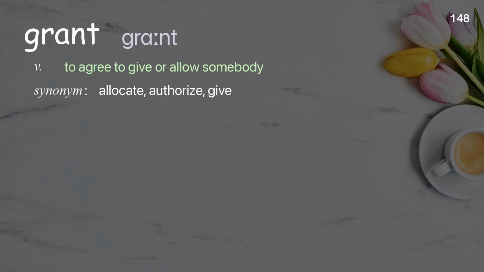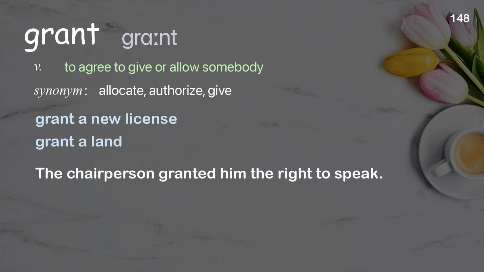Grant. To agree to give or allow somebody. Examples. Grant a new license. Grant a land. The chairperson granted him the right to speak.